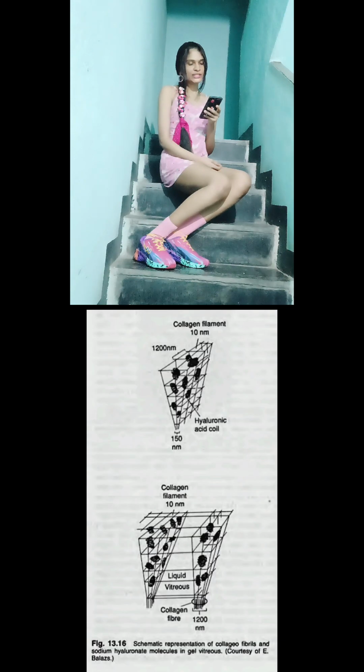Figure 13.16. Schematic representation of collagen fibrils and sodium hyaluronic acid molecules in gel vitreous. So hyaluronic acid molecules are larger, they hold large amounts of water, and to these, collagen fibers are loosely attached in the vitreous cortex, and that helps to maintain the distance between the collagen fibers, and this arrangement maintains the optical transparency, especially of the vitreous.